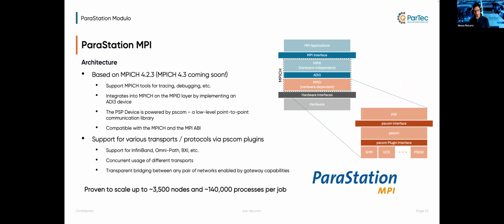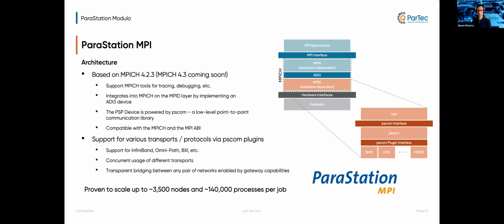The second component of ParaStation MPI is our MPI runtime library. As I mentioned before, it's an MPICH derivative. Currently, we have the MPICH 4.2.3 release, and we are also working on integrating the most recent 4.3 release, which is coming very soon. On the right-hand side, you can see the architecture diagram. In the left part of the picture, this is the MPICH stack. So going from the top to the bottom, we have the MPI applications on top of the MPI interface, which is standardized by the MPI standard.